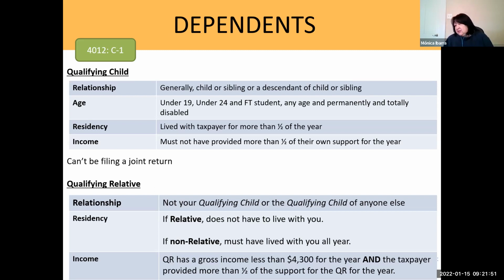But all this information is in your 4012. As you can see here, it's on 4012 C1. A qualifying child.